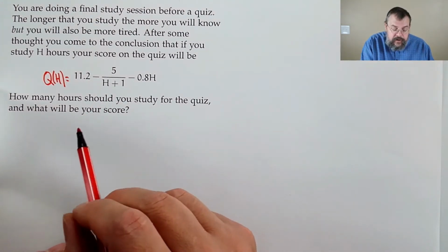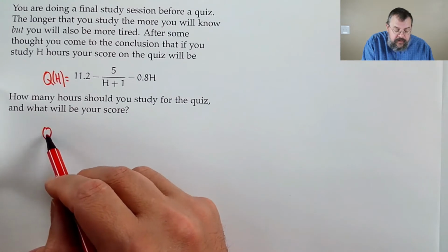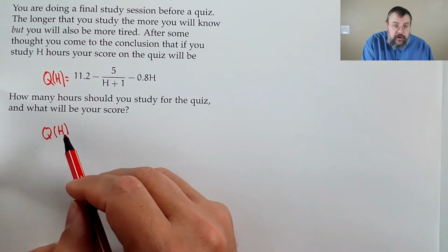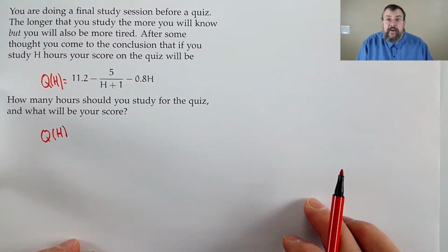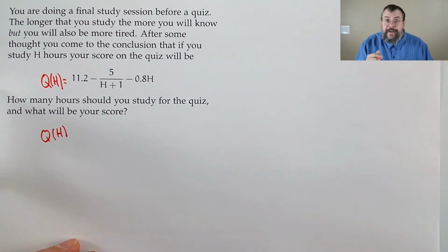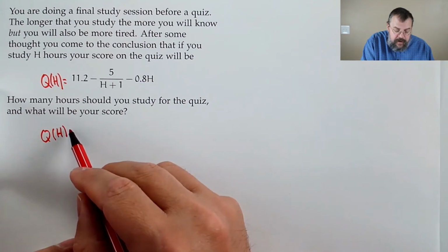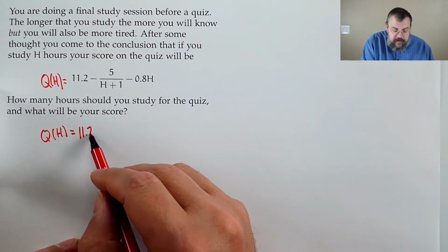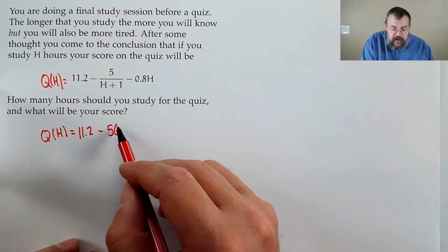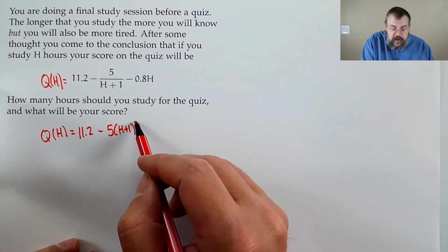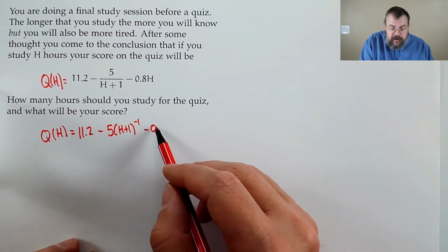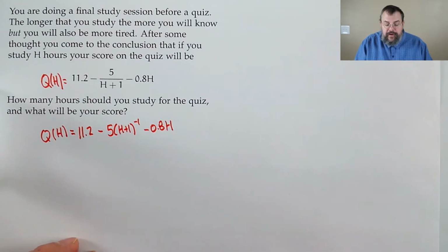Well, we want to take our derivative. Now, it might be useful for us, if we're going to take our derivative, to rewrite this in a more calculusly friendly way. What do I mean? Well, this h plus 1 in the denominator, it's a little bit friendlier for us if we write this as h plus 1 to the negative 1 power. All right, so there we go. Now we're ready for our derivatives.